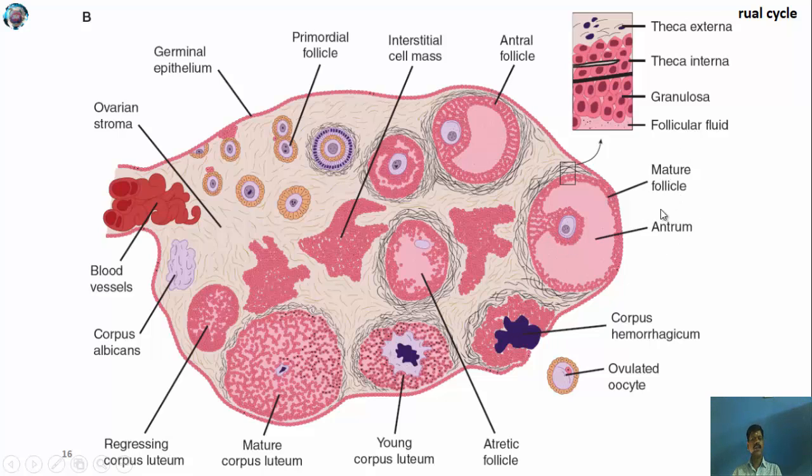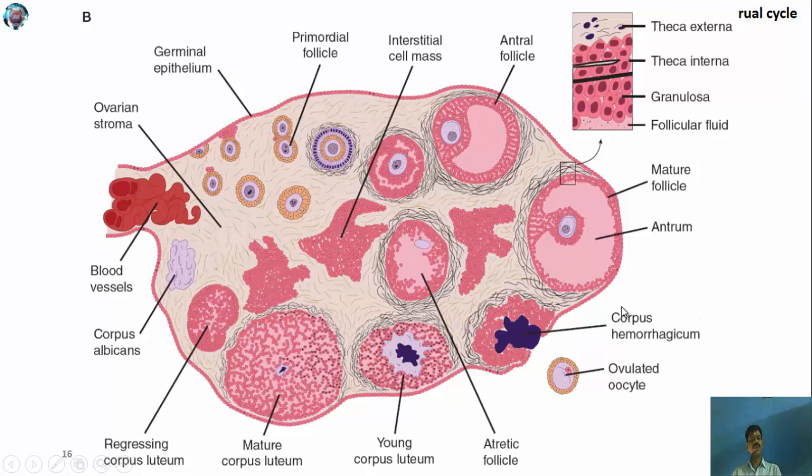Once this mature follicle is formed and the ovum is developed, the ovum is released from the mature follicle. The release of the ovum from the mature follicle is known as ovulation. Once ovulation occurs, the mature follicle, after the release of the ovum, gets converted into a corpus luteum.